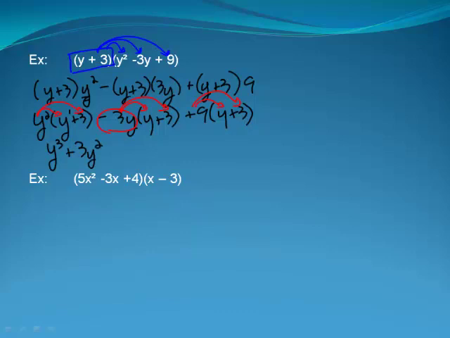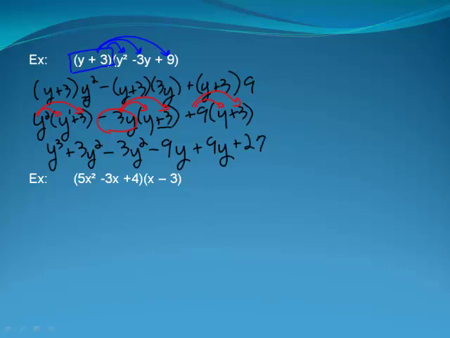Here we've got minus 3y times y. That would be minus 3y squared. And minus 3y times plus 3. Minus 3 times plus 3 is minus 9, and then of course the y is also being multiplied there. Okay, next step, positive 9 times y is plus 9y, and positive 9 times plus 3 is plus 27.